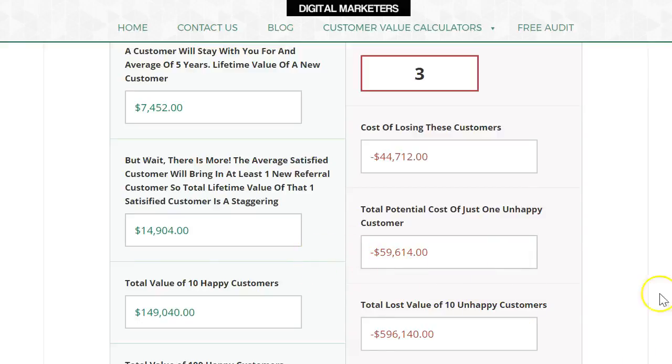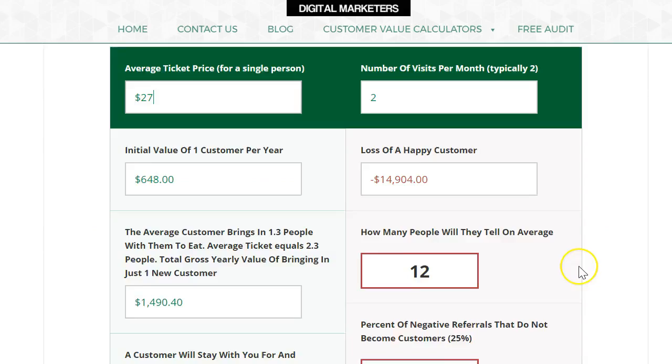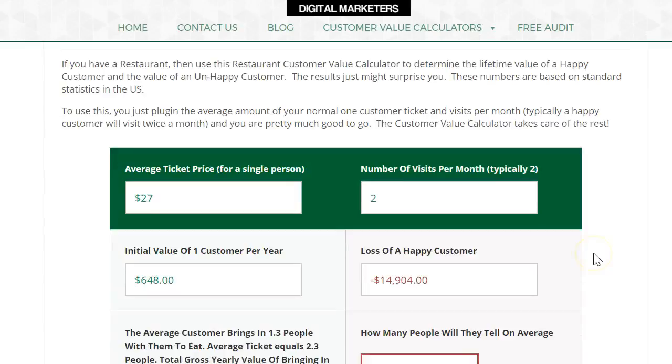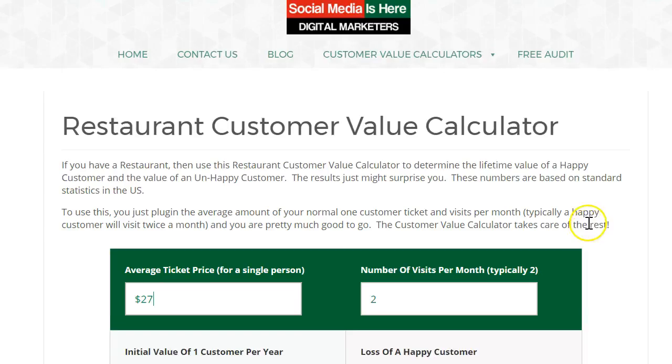So you need to weigh these and make sure you do everything you can to do it, whether it's giving them a free dessert, or better yet, before stopping a bad experience, make sure they have a good experience when they come in the door. So take a look at this. Feel free to use it. There's no charge for this.